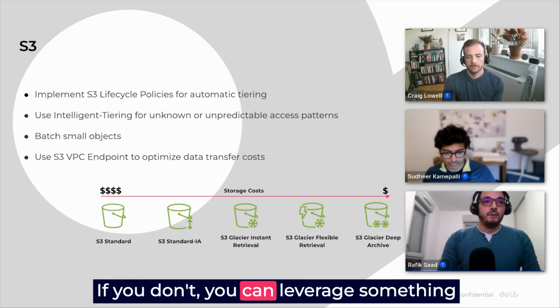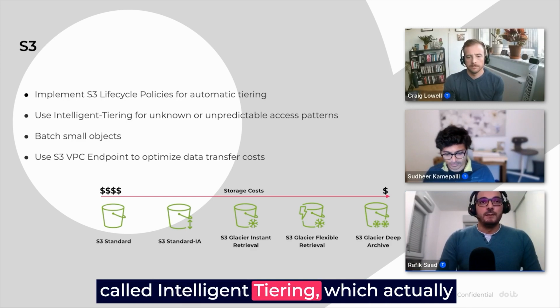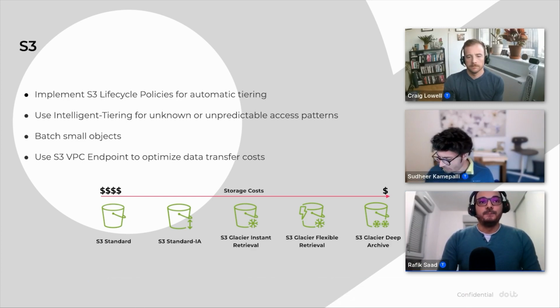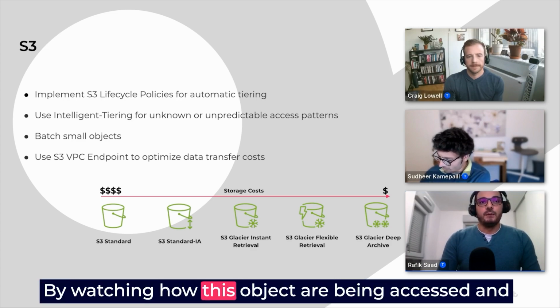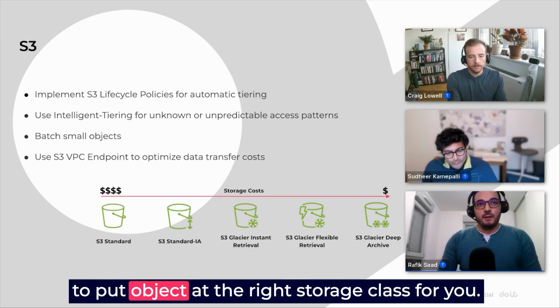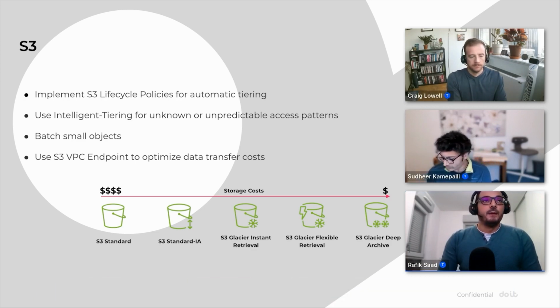Of course, this is something that you can do if you know the access patterns of your objects. If you don't, you can leverage something called intelligent tiering, which will do the same thing, but automatically. By watching how these objects are being accessed and using machine learning, it will automatically try to put objects in the right storage class for you.